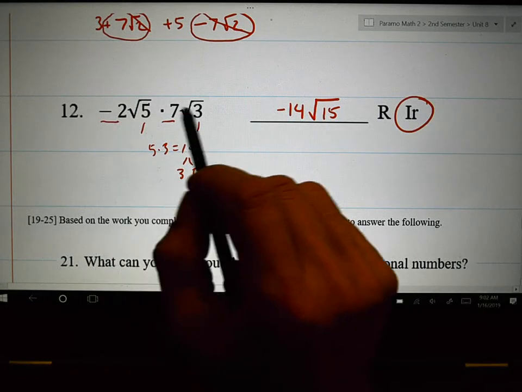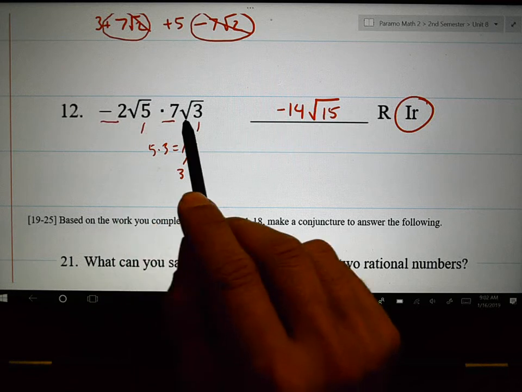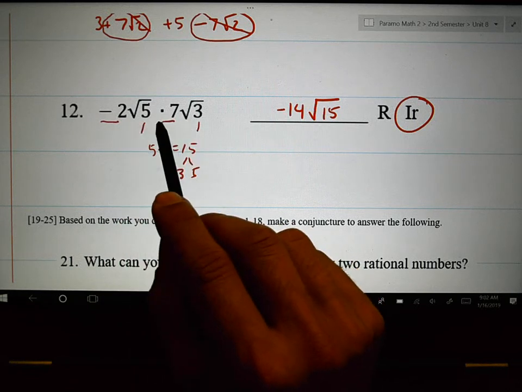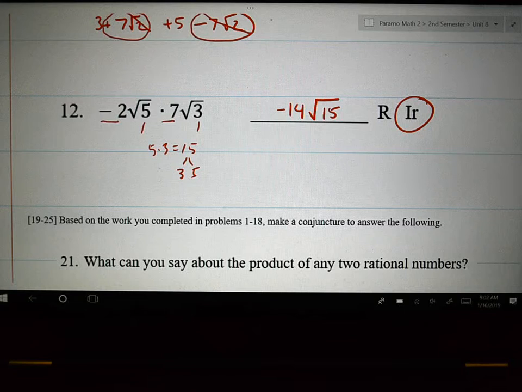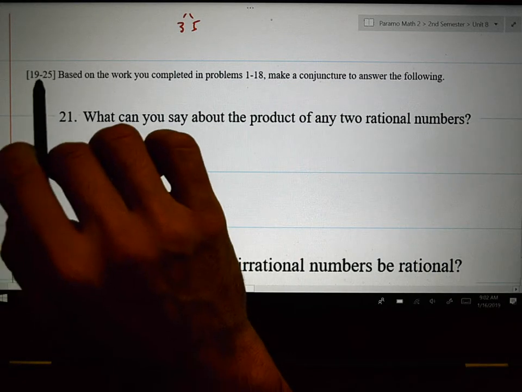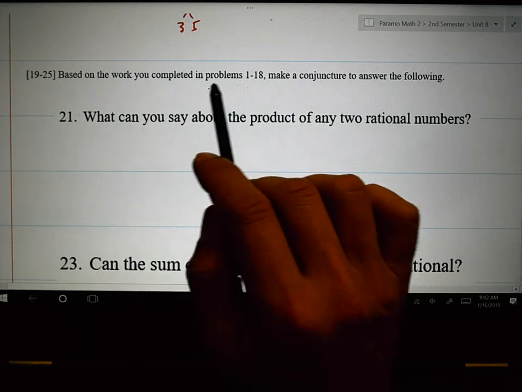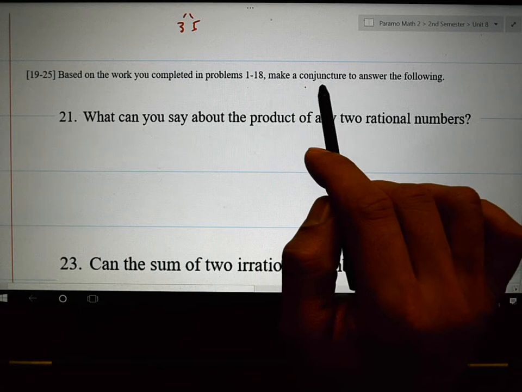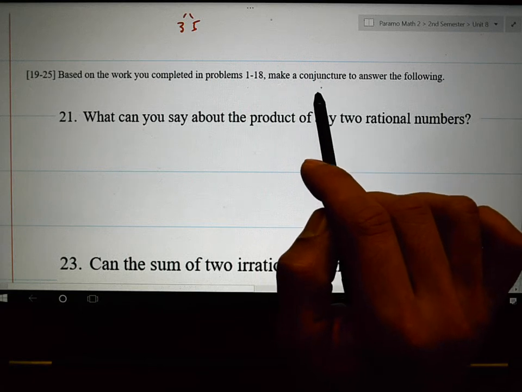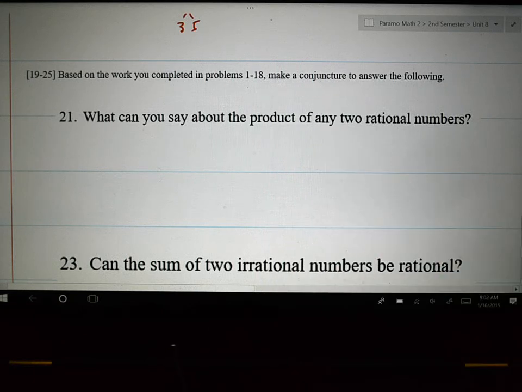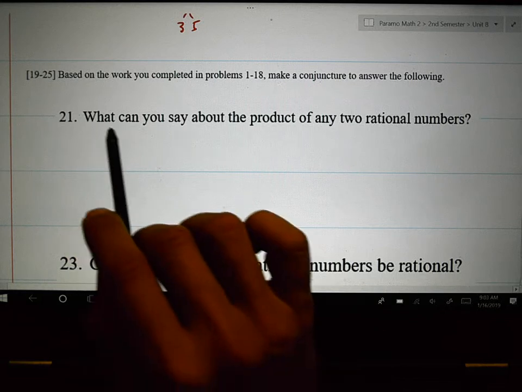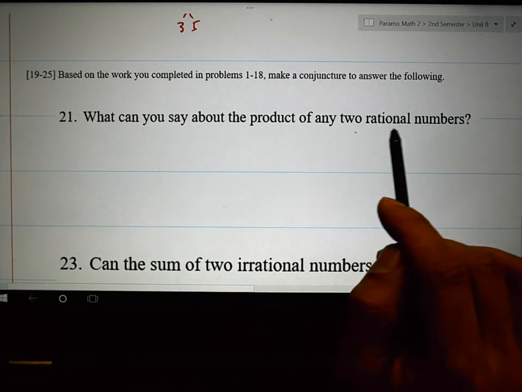When we multiply two irrational numbers, sometimes it's rational. Just kind of ideas. They're trying to get you to start seeing things in terms of all irrational and all rational numbers. So then they ask you the next level questions. Based on the work you completed in problems 1 through 18, make a conjecture. That's that fancy word for a mathematical hypothesis to answer the following. What can you say about the product of any two rational numbers?